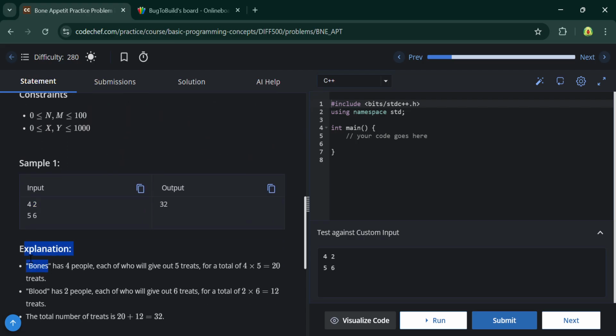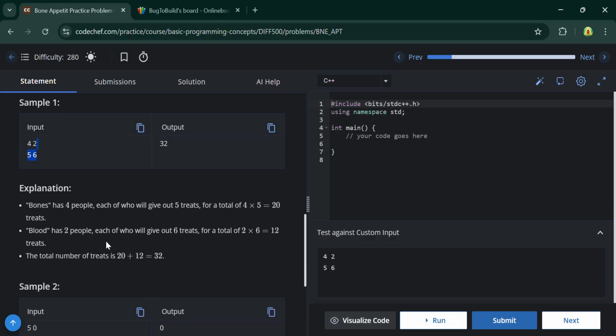So bones has four people, each of whom will get five treats. You just have to get 5 into 4, which is 20, and 6 into 2, which is 12, and then add them. There are 4 people in bones and blood has 2 people, and the treat is 5 in bones and blood has 6. So you just have to multiply the number of people living in bones and blood with the treats, and after this add them.